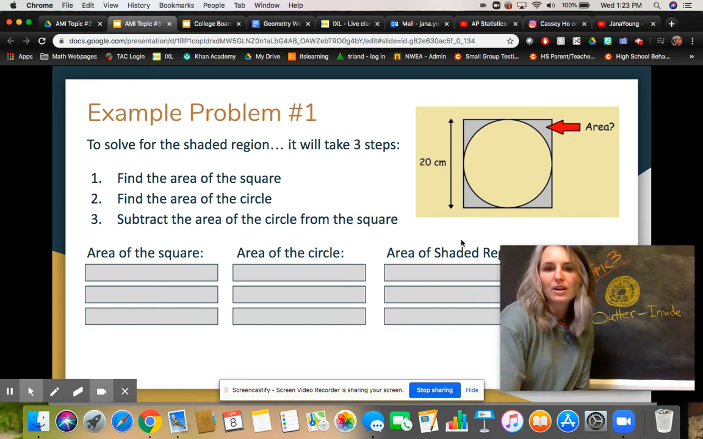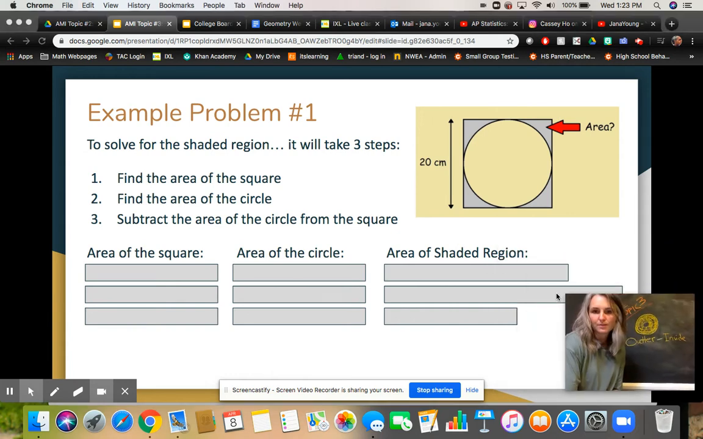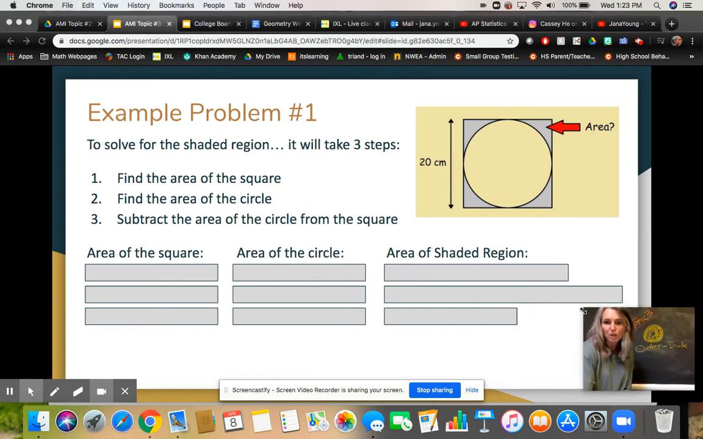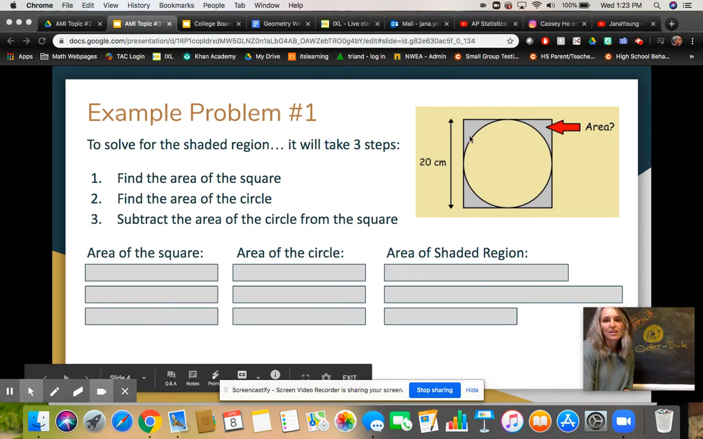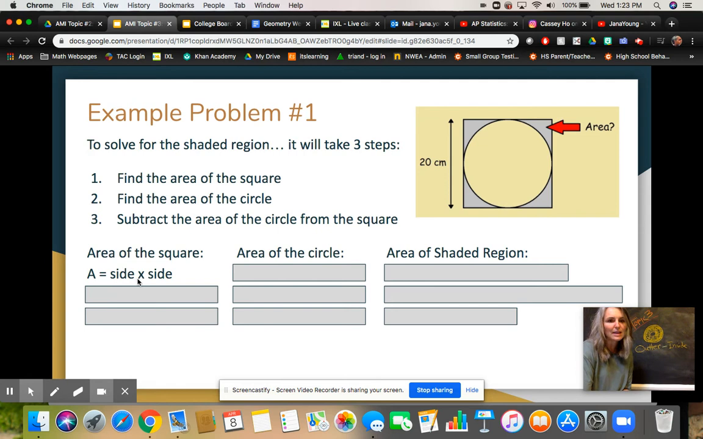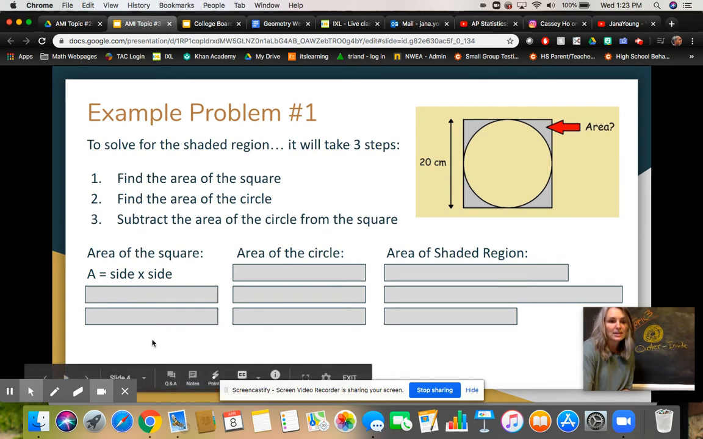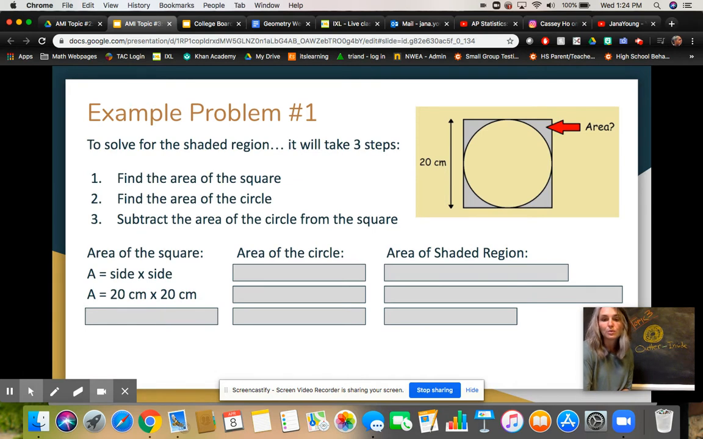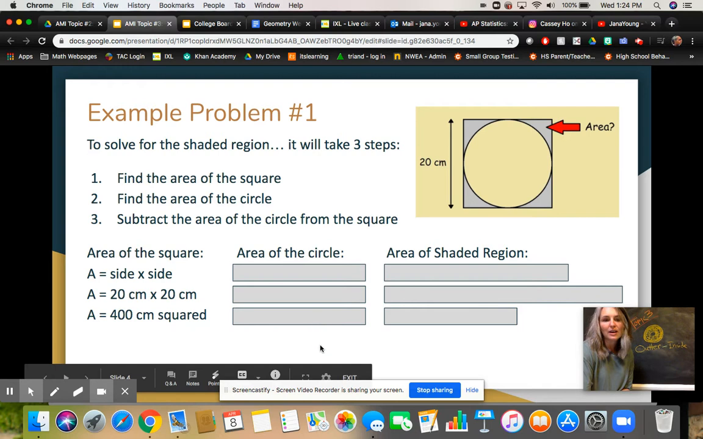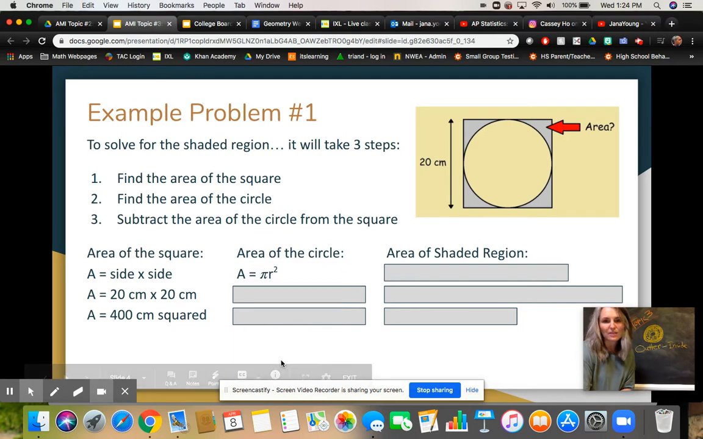So if I want the area of this square, let me make myself smaller here. The area of this square, then I'm going to use side times side, right? Length times width. And that's going to end up being 20 times 20, which is 400. And then I'm going to find the area of the circle, which is pi r squared. And so that means I need to find the radius.